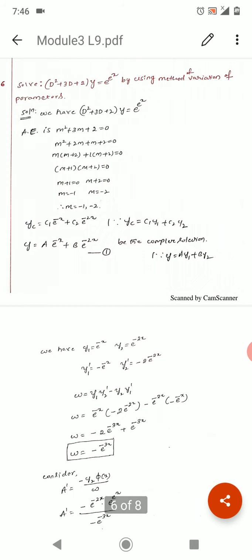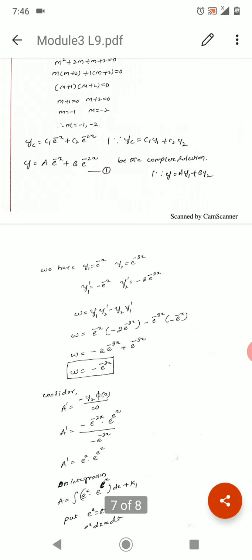Therefore, the complementary function becomes c1 e power minus x plus c2 e power minus 2x, which is in the form c1 y1 plus c2 y2. Now replace c1 and c2 by a and b. The complementary function yc becomes y equal to a e power minus x plus b e power minus 2x, which is the required complete solution.